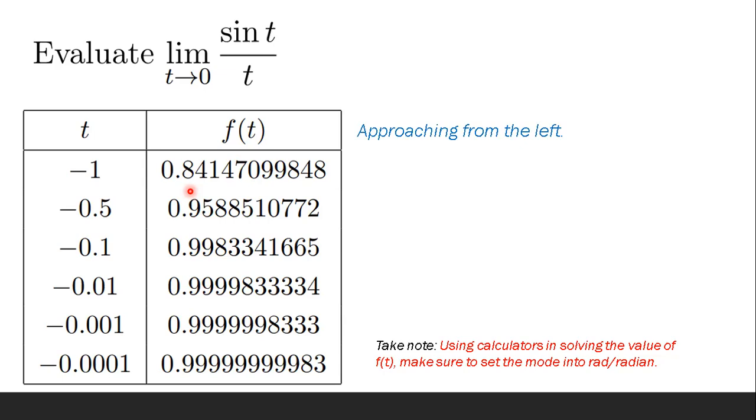It depends on the calculator. And you can double check whether my values of f of t are correct here. So for example, this one, that's simply sine of negative 0.0001 over negative 0.0001, and you will get this value.